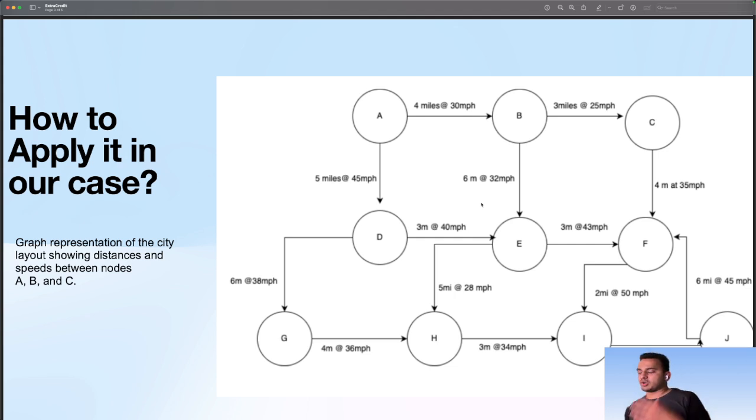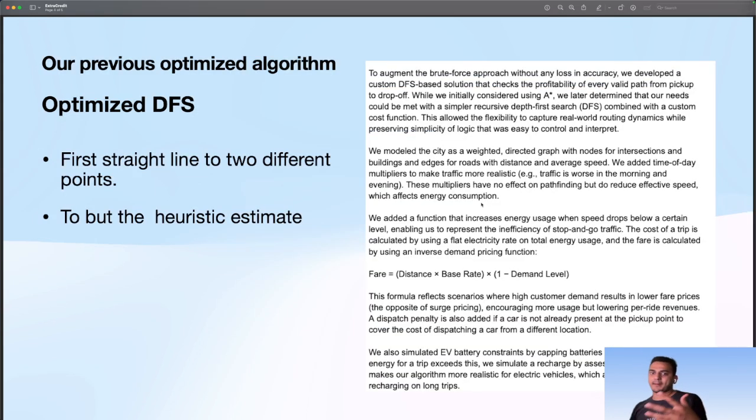Now, since we are also considering speed and the fare, in our algorithm we take care of how the fare, distance, base, and the demand level are all taken into consideration. But it was very difficult to do that with the A star algorithm.